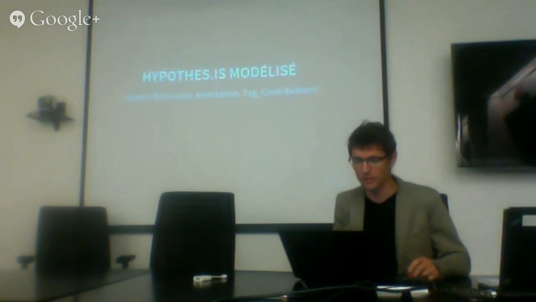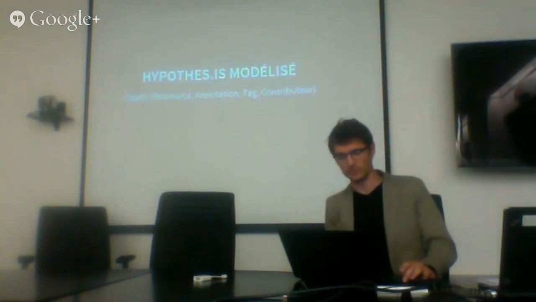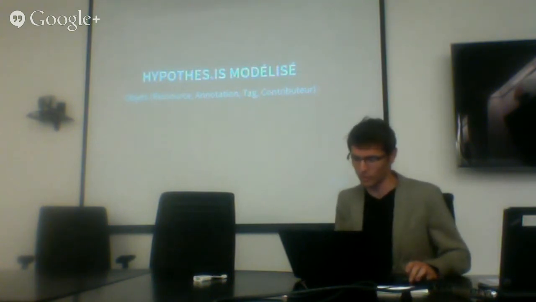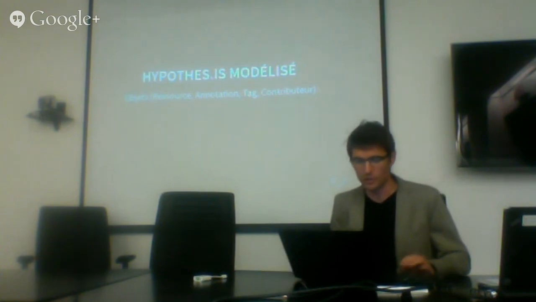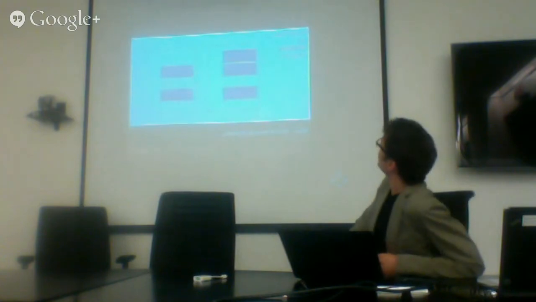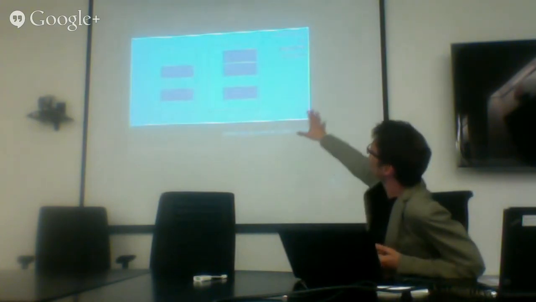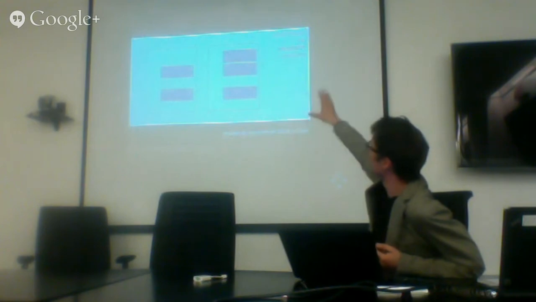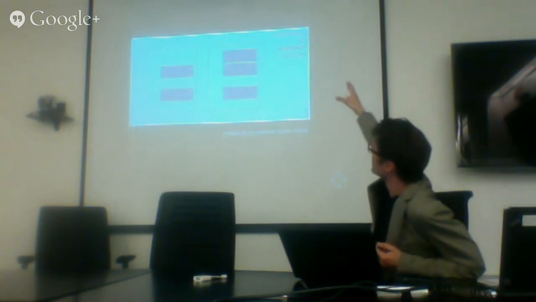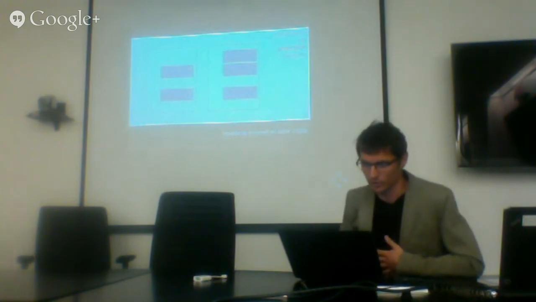Alors, en m'inspirant des paradigmes de Jeffrey Schnapp dans son article Knowledge Design, j'ai tenté très rapidement, on va le voir, de modéliser à quoi ressembleraient les données contribuées sur Hypothesis. Hypothesis, finalement, ne manipule que quatre objets : des ressources web, des annotations, des tags et des contributeurs. On les voit mal ici, mais on a en gros la ressource web, ici deux ressources web, des annotations en bleu, des tags sur ces annotations et les contributeurs.